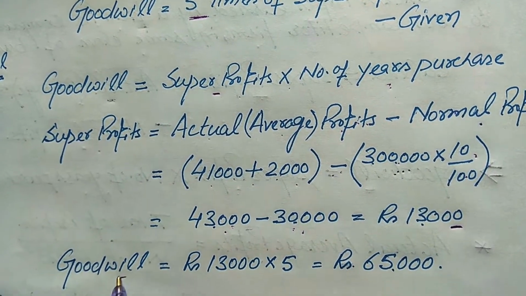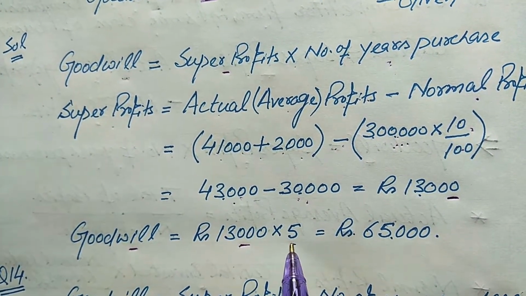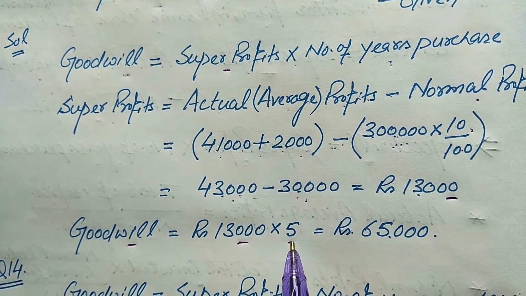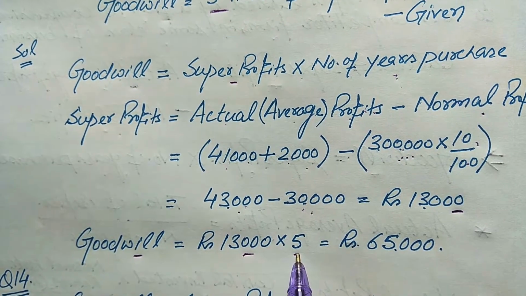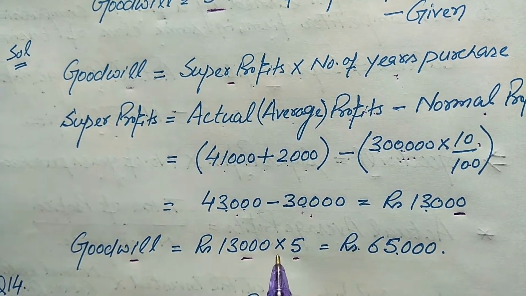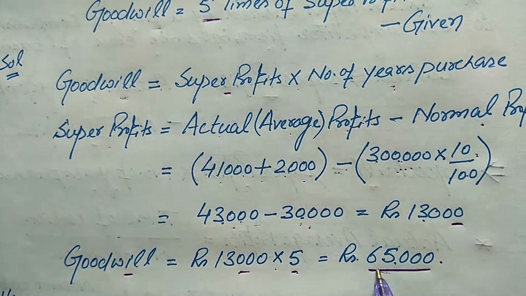Now to find out the value of goodwill, the super profits are multiplied by the given number of years purchase, and as per the question, goodwill is 5 times of super profit. That's why 13,000 multiplied by 5, it will be 65,000 rupees.